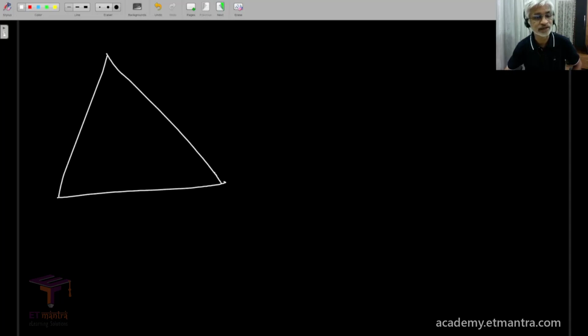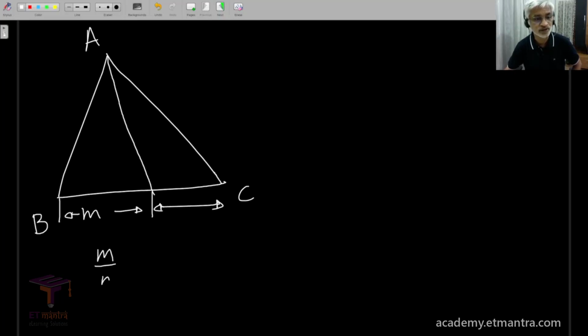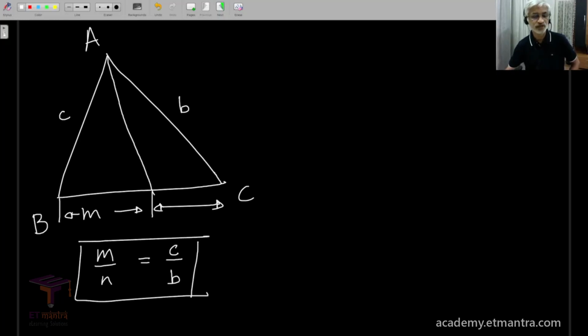Okay, let me just use a white color. We have a triangle, and what we are claiming is that in this triangle, if you have an angle bisector, then the ratio of these 2 pieces, m is to n, will be the same as c by b. Okay, so let's do this. I'll do 2 quick proofs.